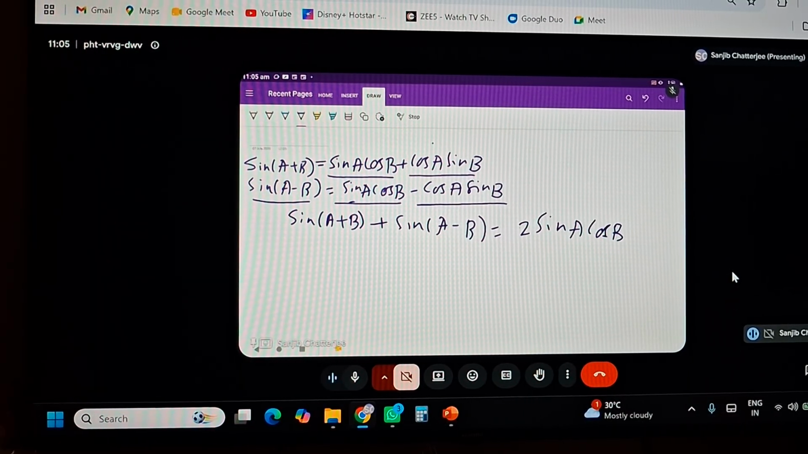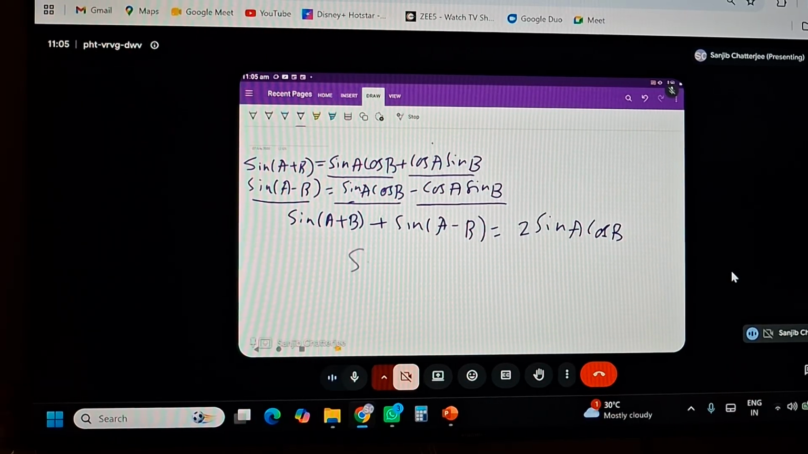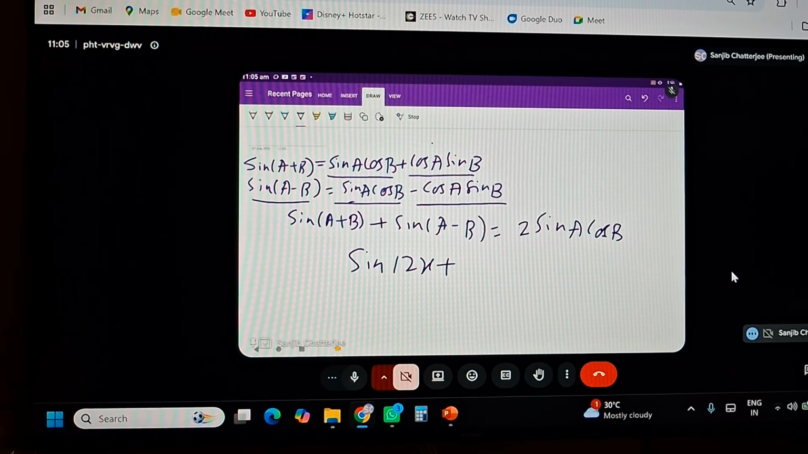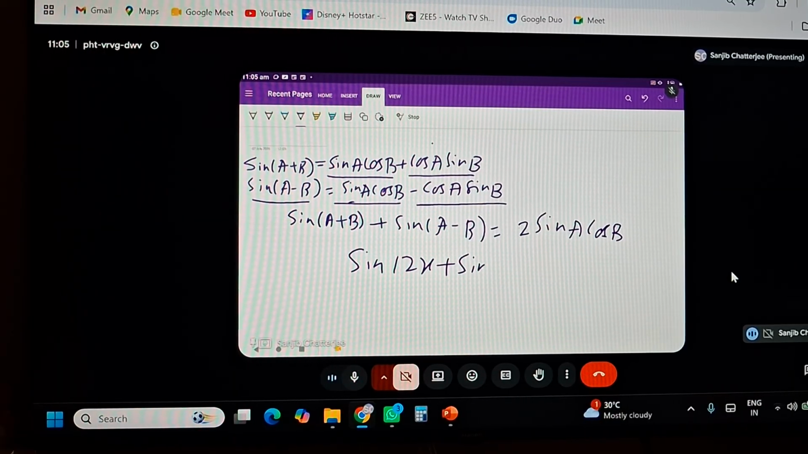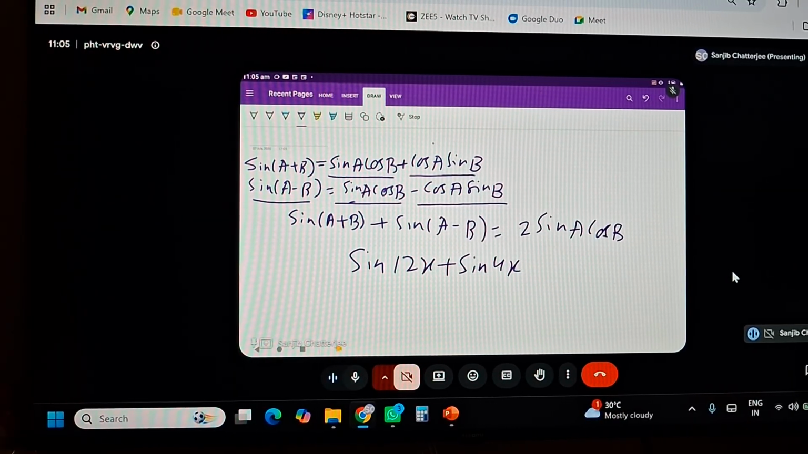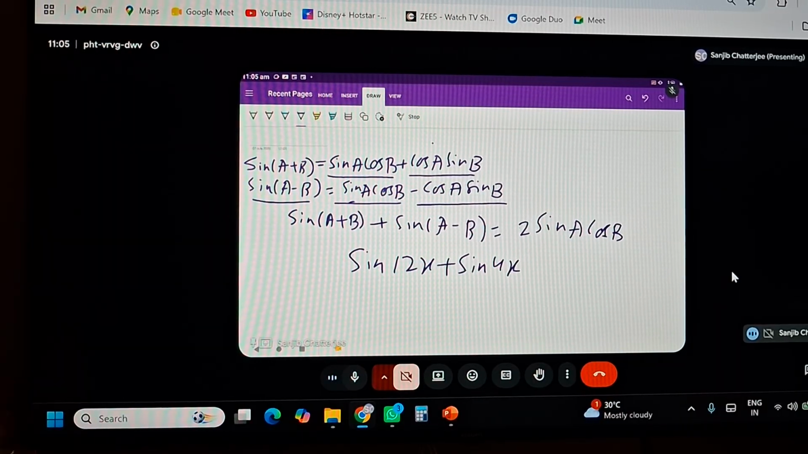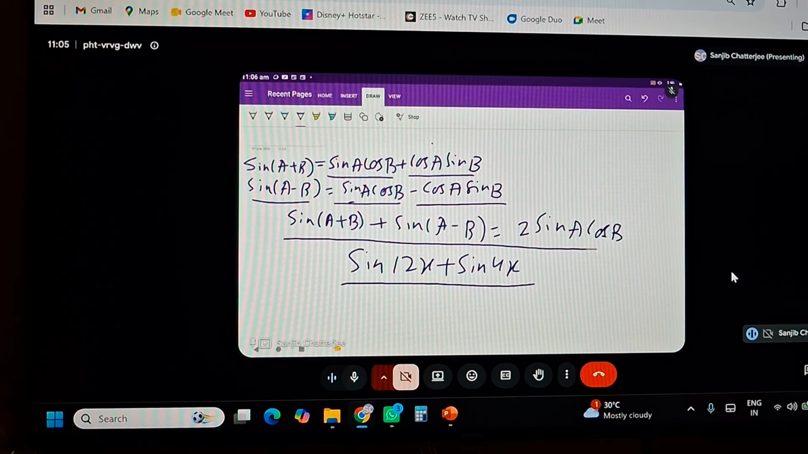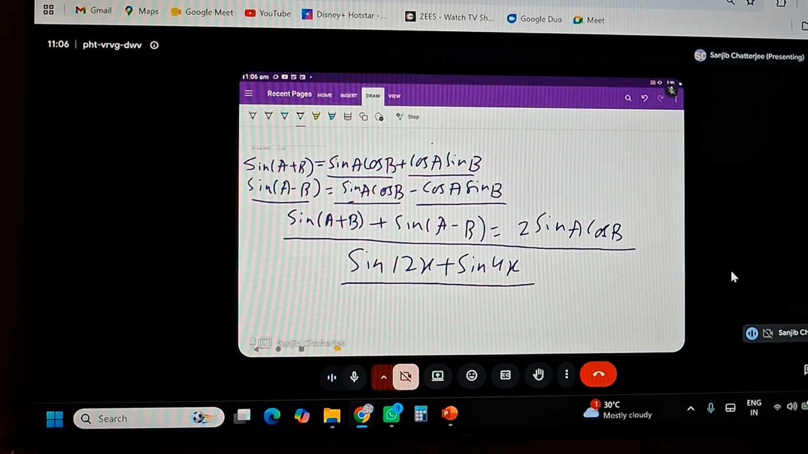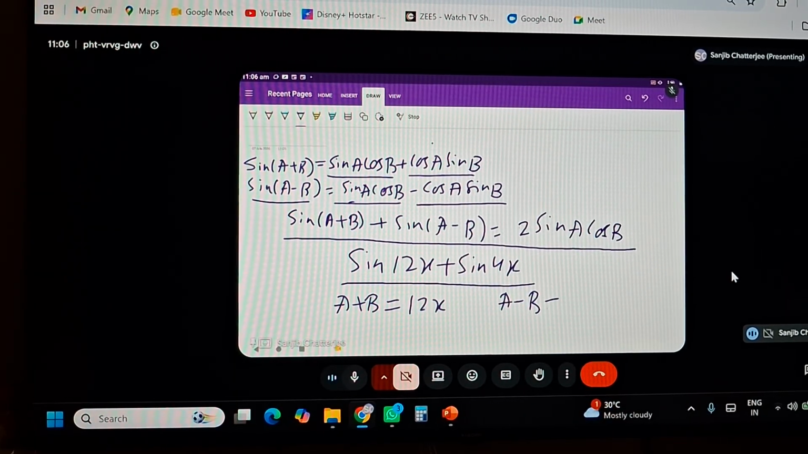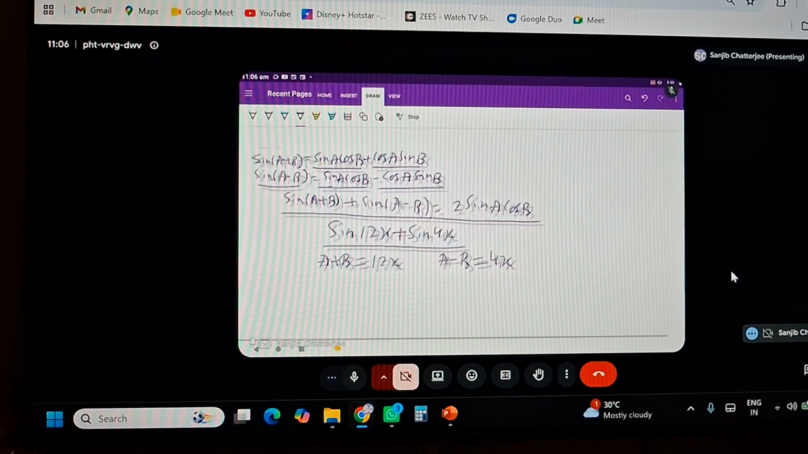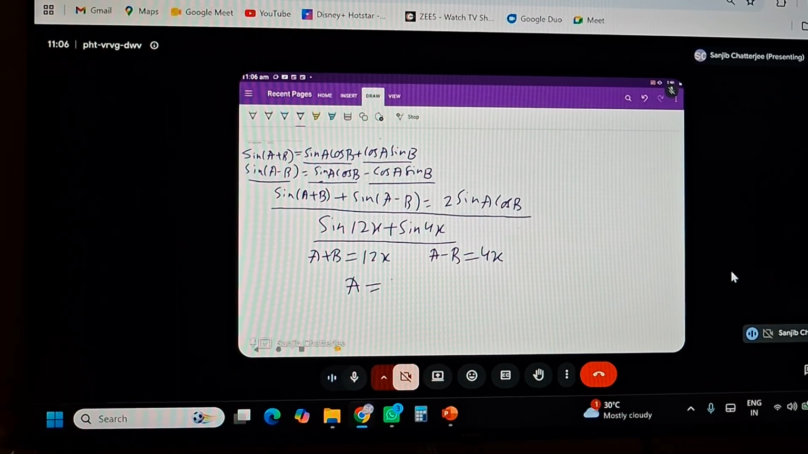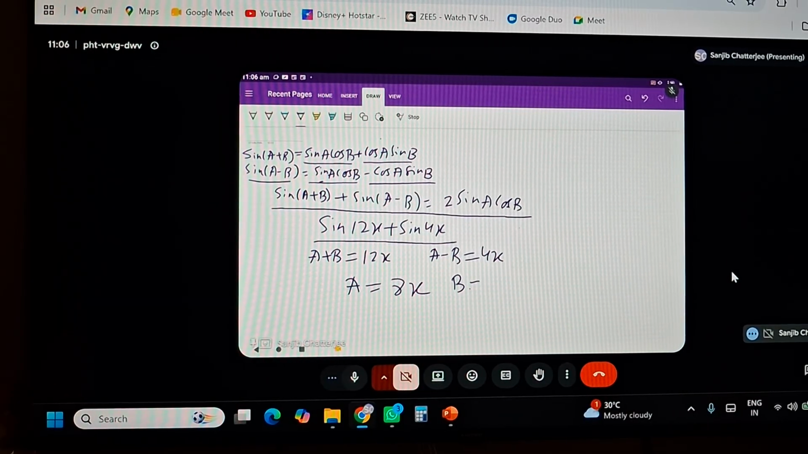There is a question: sin 12x plus sin 4x. The question is to express the following as a product. We have to express this as a product, so we are going to apply this formula here. Let's say a + b = 12x and a - b = 4x. So a will be 8x and b will be 4x.